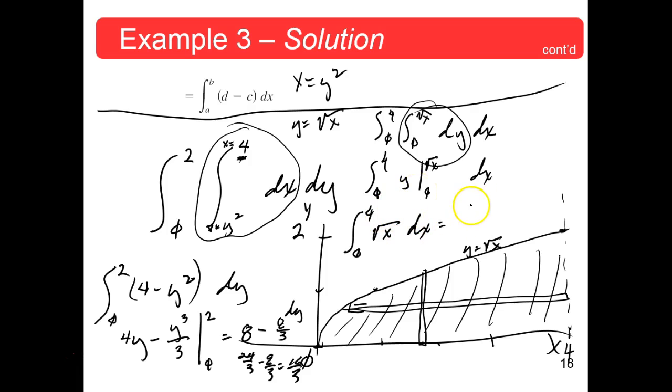Okay, now I don't like integrating square roots, so I'm going to rewrite that in exponential notation. x to the 1/2. So that would be x to the 1/2 dx. And what's the antiderivative of x to the 1/2?